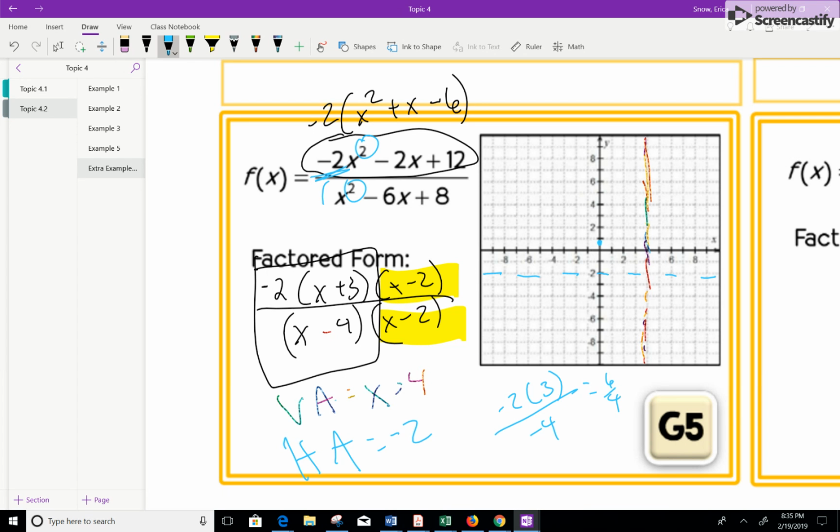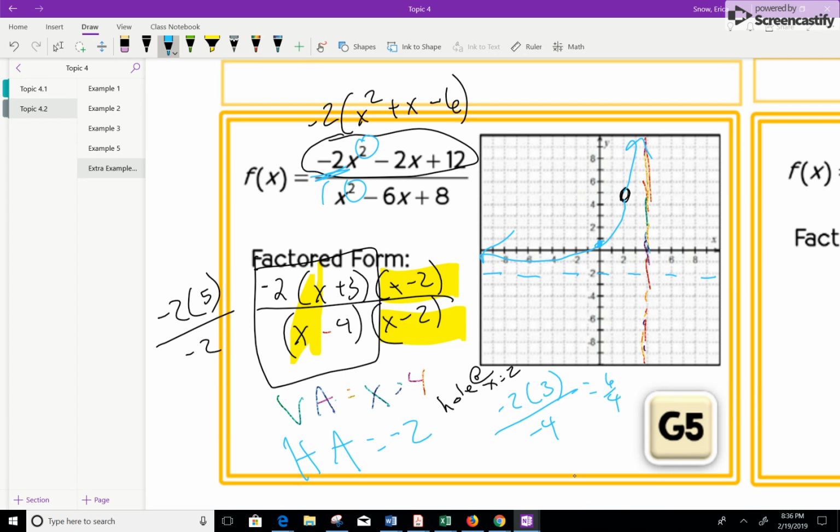And again, to find the hole, we plug in. I actually forgot to write where the hole is. Hole at x equals 2. So we plug in that 2 for x. And when we do that, we get -2 times 5 over 2 minus 4, which is -2. So that gives us -10 over -2, which is positive 5. So at 2, 5, I'm going to draw my hole. And then I have this point that we put on there. So we're going to look like this.